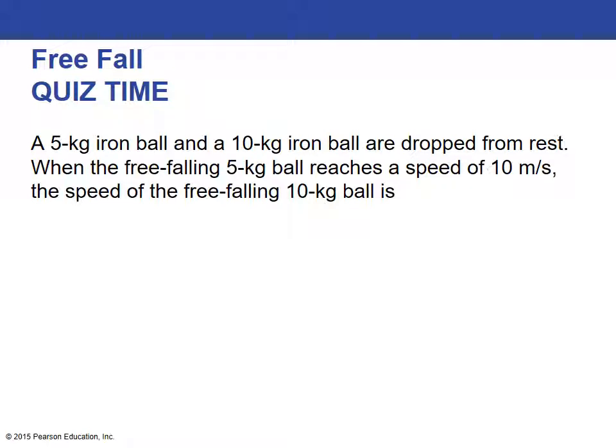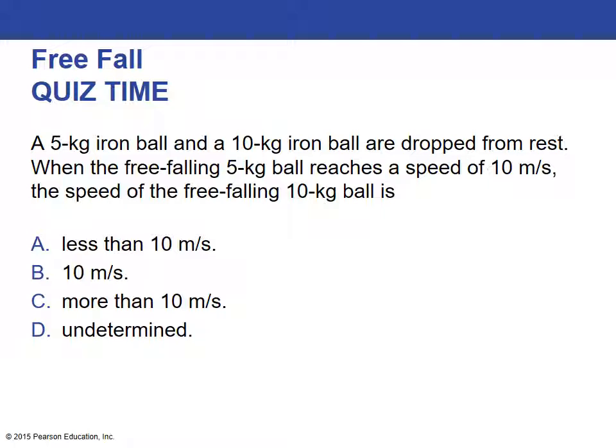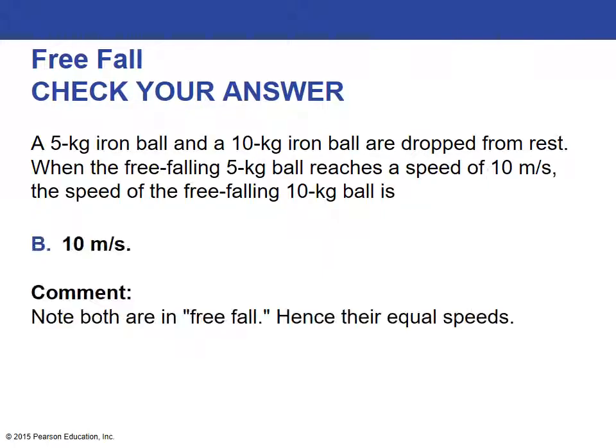Okay, we're dropping the same 2 balls, and the speed of the smaller ball is at 10 meters per second. What's the speed of the ball falling with it? When one ball reaches 10 meters per second, what is the other ball doing? The other ball is at 10 meters per second. We are in free fall. The speeds will be the same.